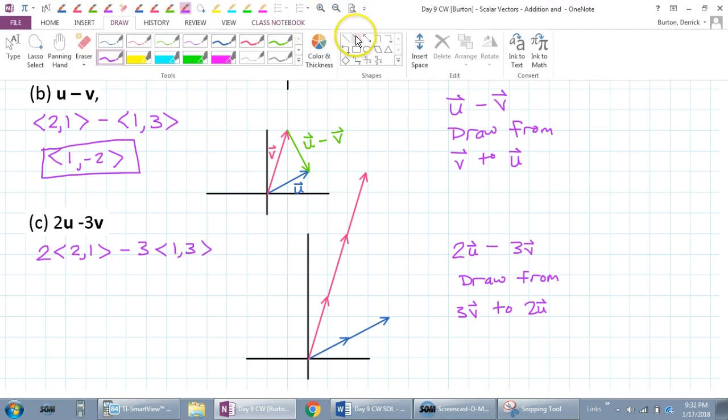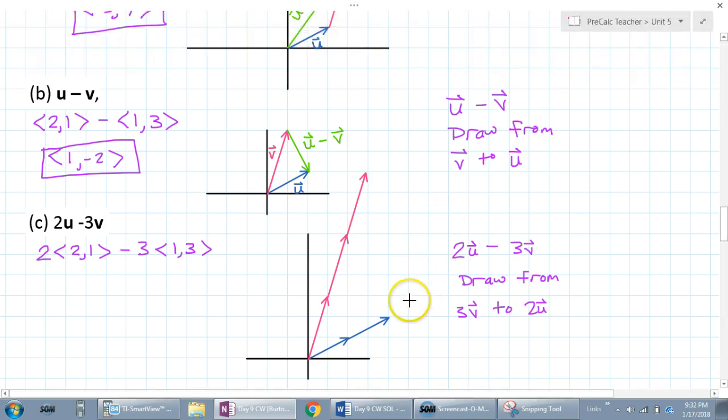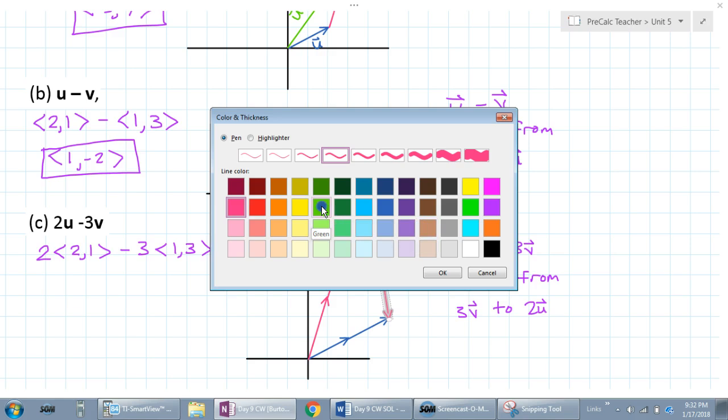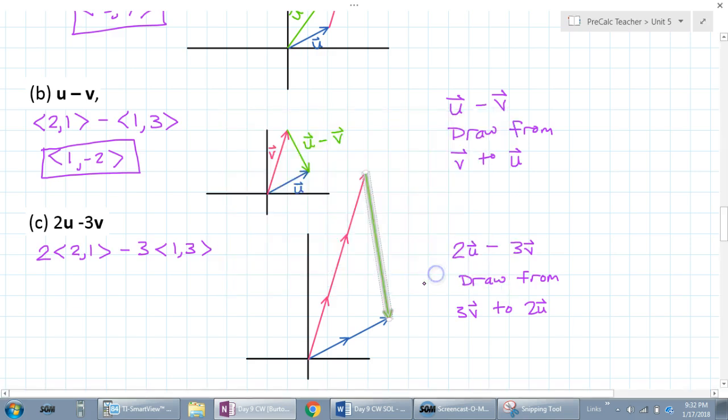So I'm going to go ahead and draw my resultant vector from 3v to 2u. Terminal point to terminal point. And I always make my resultant vectors green. Okay, and that's it. So this is the final answer.